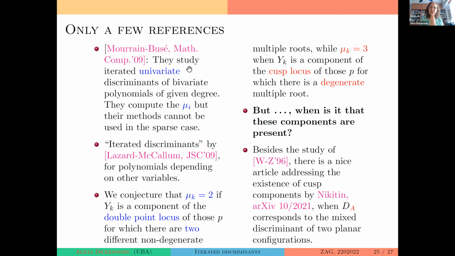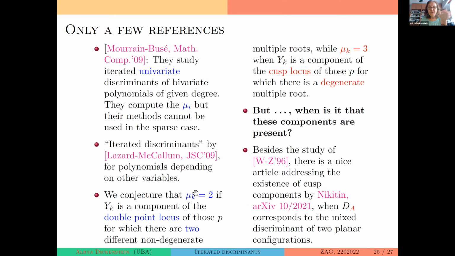But the methods they use cannot be used in the sparse case. We cannot do a linear change of coordinates. So the methods that they use cannot be generalized. There is also a paper produced at the same time, in the Journal of Symbolic Computation, also 2009, by Daniel Lazard and McCallum. It's called iterated discriminants. But again, they have polynomials depending on many variables, but they choose 2 variables, and then they iterate the univariate discriminant with respect to these 2 variables. And they prove some nice general results.